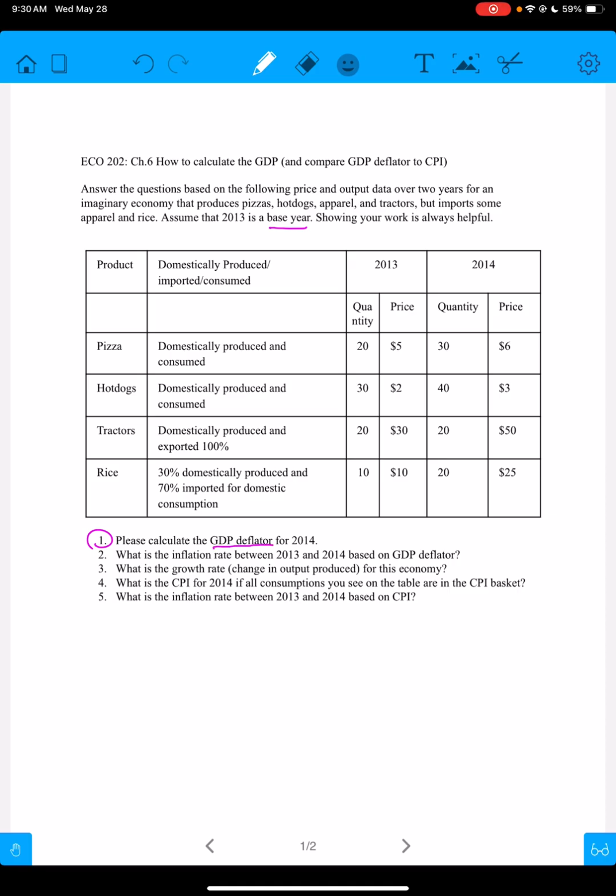The formula for the GDP deflator is the nominal GDP divided by the real GDP times 100. So that means we need to find both nominal and real GDP for year 2014. In order to do that, I'm just going to find the real and nominal GDP of 2013 first. Just keep in mind, real and nominal GDP for 2013, which is a base year, is the same number.